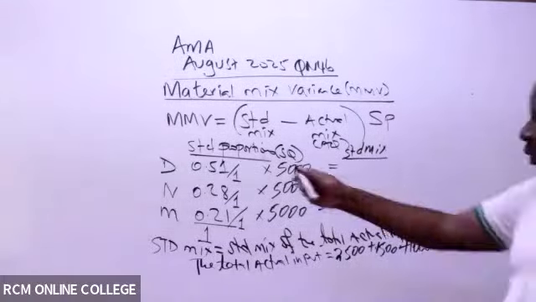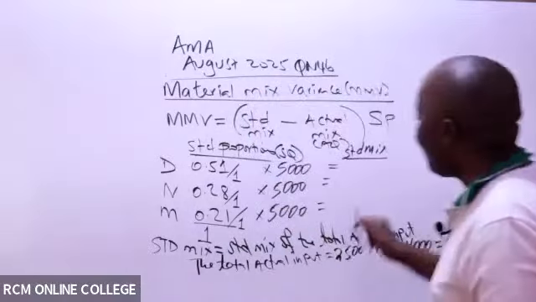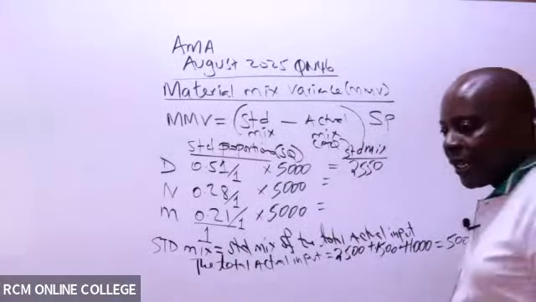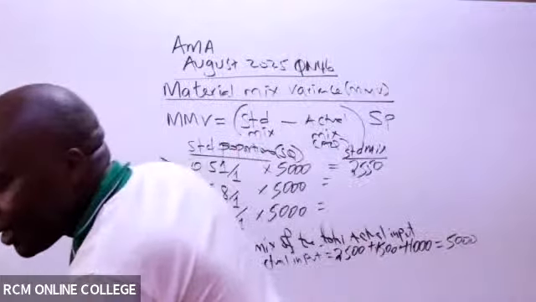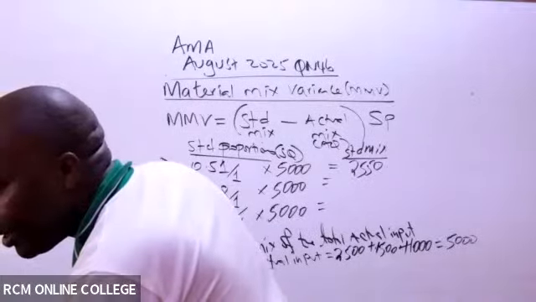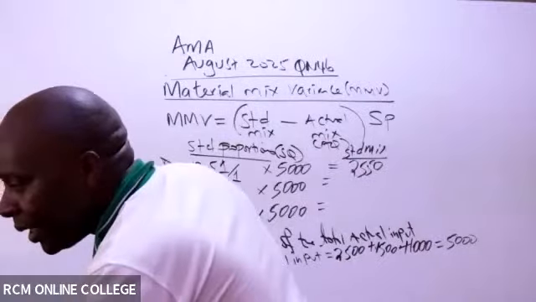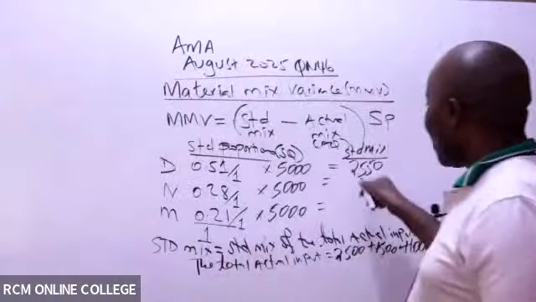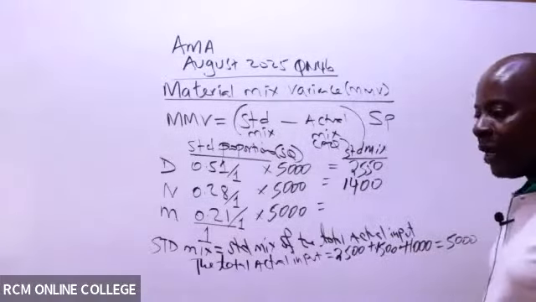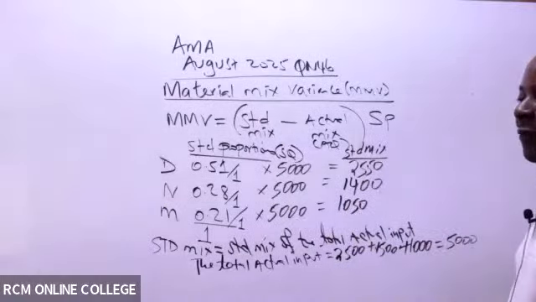So you simply multiply 0.51 times 5,000. So we have in this case here D 2,550, and then N. And what do we have, ladies and gentlemen? N is 1,400, right? So N is 1,400. Thank you very much. And then we have M. M now, which will be 1,050.